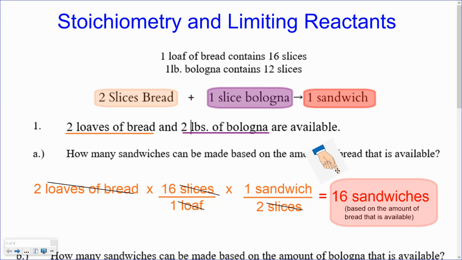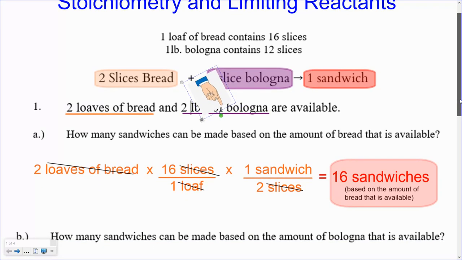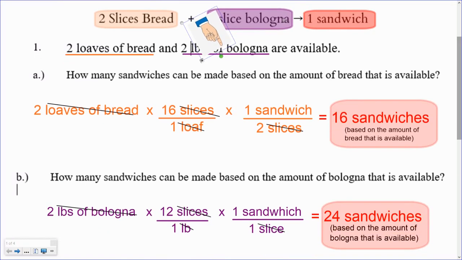The question is, though, are we going to be able to make 16 sandwiches? Because we also have to take into account the amount of bologna. They tell us we have 2 pounds of bologna. How many slices of bologna do we have? Down here I'm showing the conversion: for every 2 pounds of bologna, 1 pound has 12 slices, so we have 24 slices of bologna. Since it's a 1-to-1 ratio in our equation, we can make 24 sandwiches.